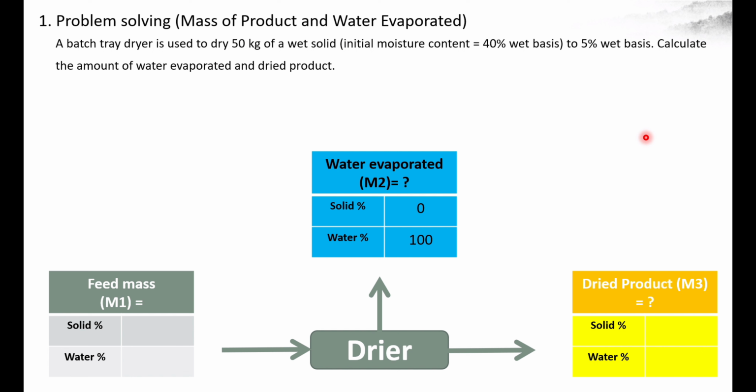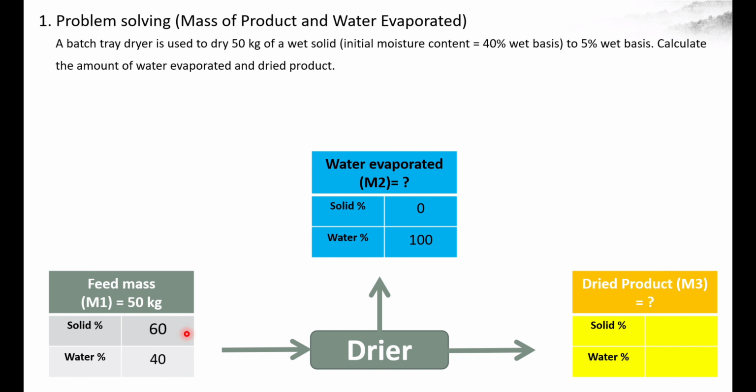M2 is the water evaporated. I already told you the solid percentage will be 0 in that stream and the water percentage will be 100. The other stream is the final product, which is M3. Now let's see what details are given in the question. A batch tray dryer is used to dry 50 kg of wet solid. In this case, the feed is 50 kg, so I am assuming M1 is 50 kg. You can see I replaced it. Now let's proceed. The initial water content is 40%, which means the remaining will be 60% solids.